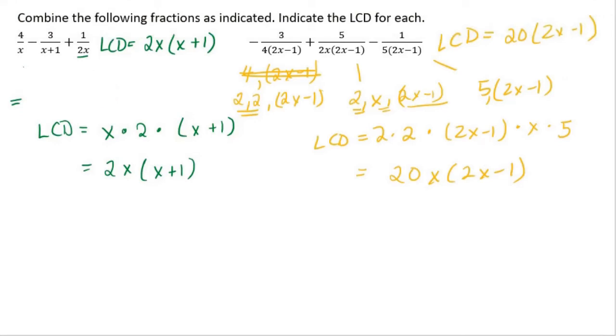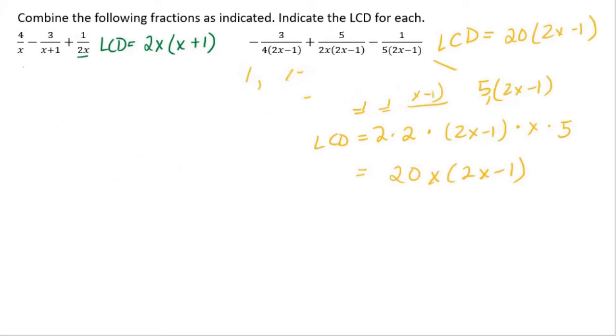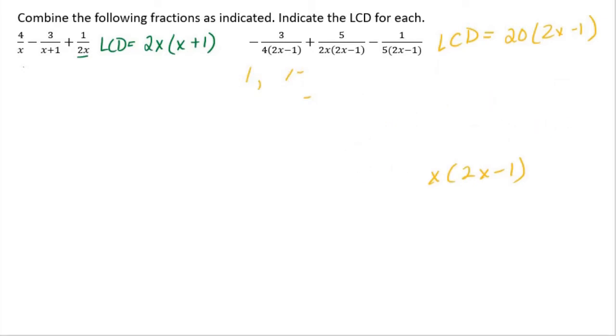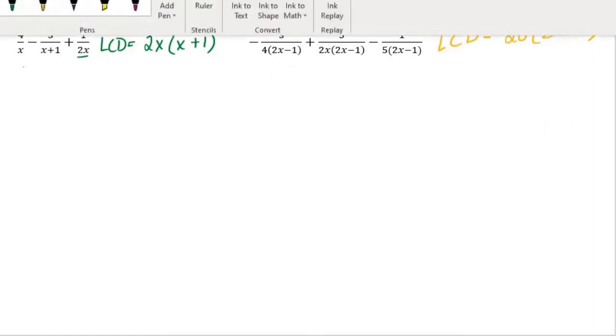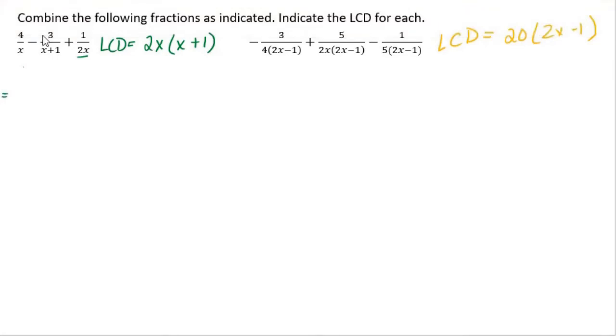Okay, now we're going to use the lowest common denominator to write equivalent fractions that all have the same denominator. This might take a fair bit of space, so we'll see if I can put both onto the same slide. We'll do the left-hand one more slowly than the right-hand one. All right, our first fraction is 4 over x, and we'd like to convert that into a fraction where the denominator is 2 times x plus 1.